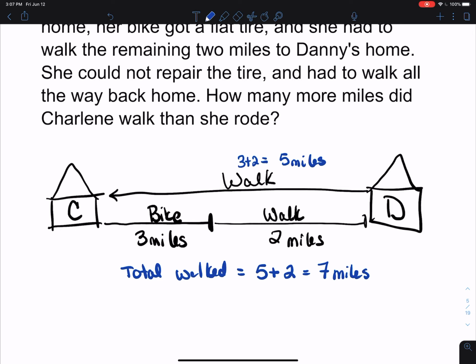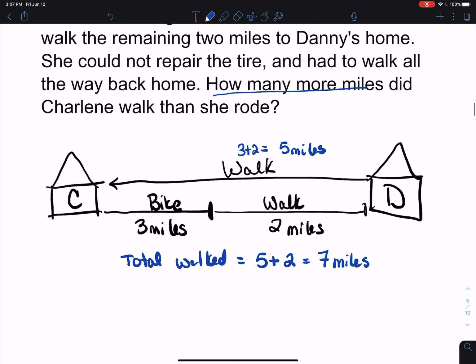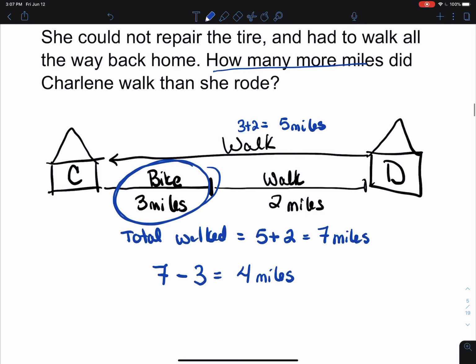Now the issue is they're asking how many more miles did she walk than she rode. So we're comparing things here, right? We're comparing how much she's walking versus how much she's biking. So if I want to know how much more she walked, I need to do subtraction. So I'm going to take the 7 miles that she walked and subtract out these 3 miles that she biked. And that tells me that there were 4 additional miles. So we could say that she walked 4 miles more than she rode her bike.